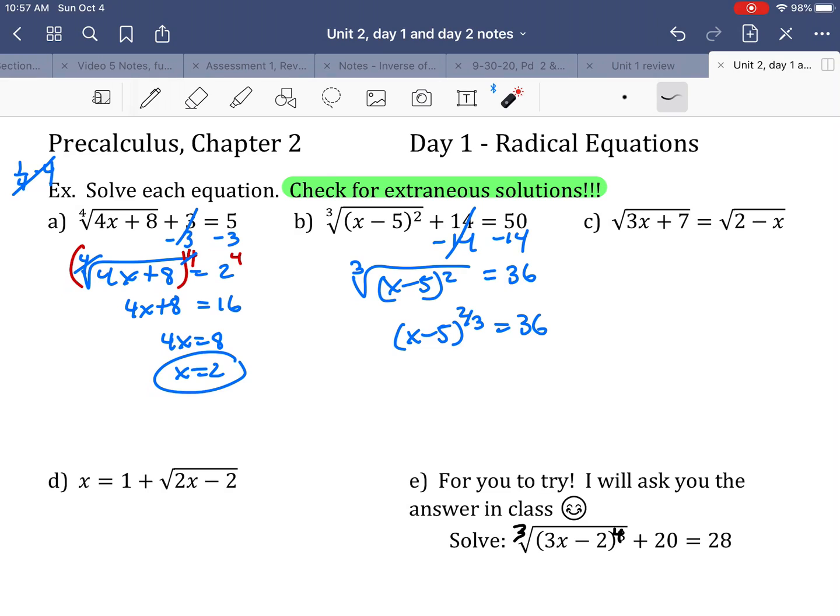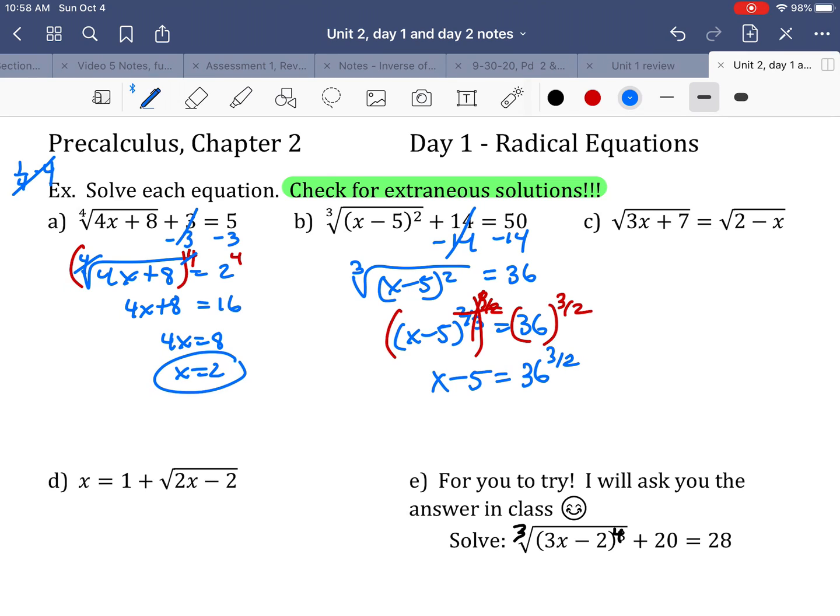So remember, when you write this, you take the power and you put it over the root, so you make that a fraction. Like if I have x to the 3/4, that would be x to the third power, and I would put a fourth root around it. Okay? All right, so if I want to combat the 2/3 power, what I would do to both sides is a 3/2 power, because it's the reciprocal. And what that does, the 3's cancel, the 2's cancel, and so that makes x minus 5 pop out. And then I have 36 to the 3/2.